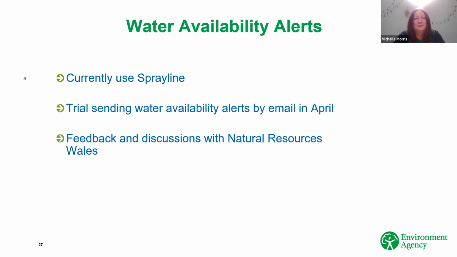In the Wye, they use a phone line service called Spray Line, and that's used by both our Welsh and English abstractors. So this year, as part of the Priority Catchment Initiative, we're going to be trialling sending those water availability alerts by email. That's hoping to start in April this year. Towards the end of the year, we'll gather some feedback and then start our discussions with Natural Resources Wales as to the future of water availability alerts in the catchment. Next slide, please.